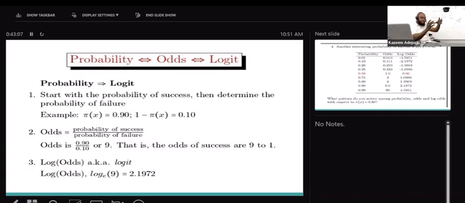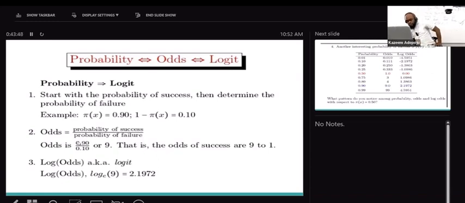And when I have the probability of success and the probability of failure, I can set up the odds ratio, because the odds is the ratio of the probability of success to the probability of failure. Look at what I have in number 2: odds equals the probability of success divided by the probability of failure. That's 0.9 divided by 0.1, which is 9. The odds ratio here is 9. What does it mean? It means the odds of success to failure is 9 to 1. Any question?